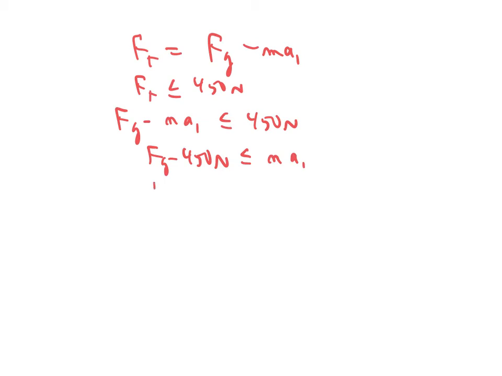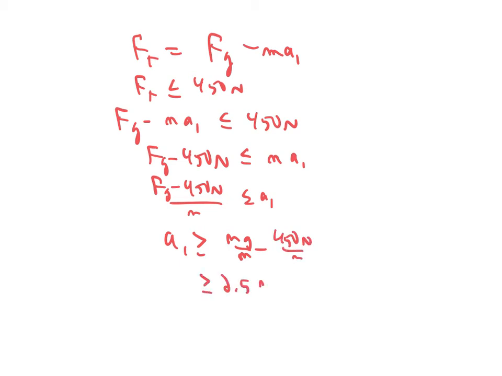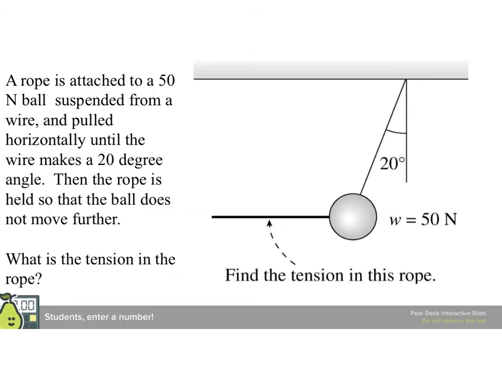And now we can do the same sort of thing. Fg minus 450 over M is less than or equal to A1, or A1 is more than, and we get here again, Mg over M minus 450 over M, or A1 is greater than 2.5 meters per second squared. But we've seen where the greater than sign came from mathematically. It comes from the fact that the tension has to stay low. That's actually what's controlling it.